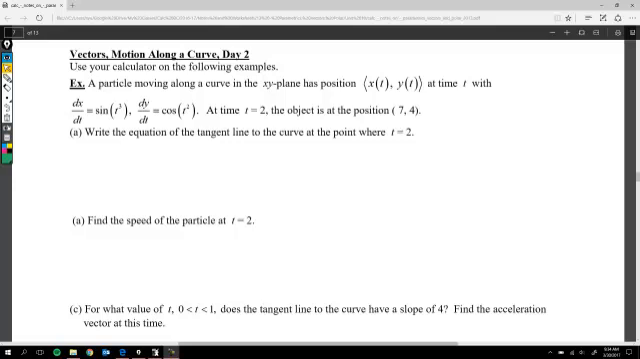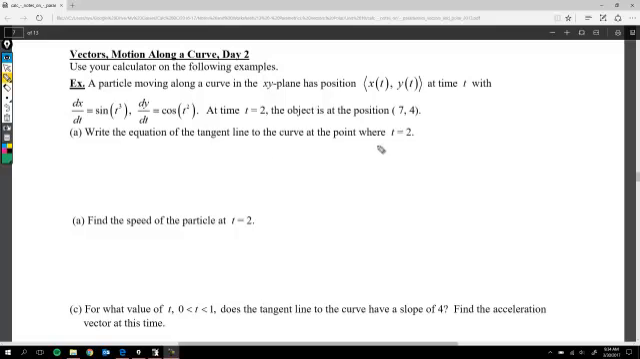Hi everyone, we are continuing with vectors. We're given a particle moving along the curve, and this time we start with our derivatives. We're given dx/dt and dy/dt, and they tell us that at time 2, we have a position of (7, 4). Keep in mind this is position; these are derivatives. Then they want us to write the equation of the tangent line at 2.